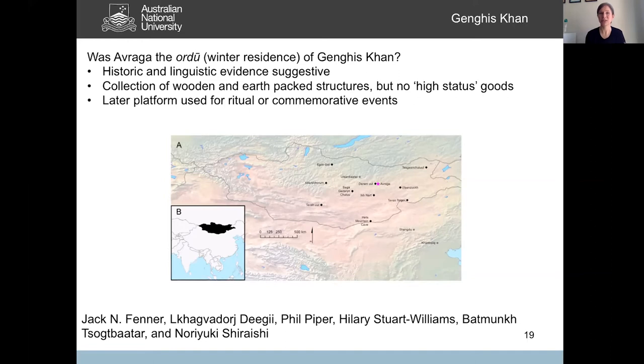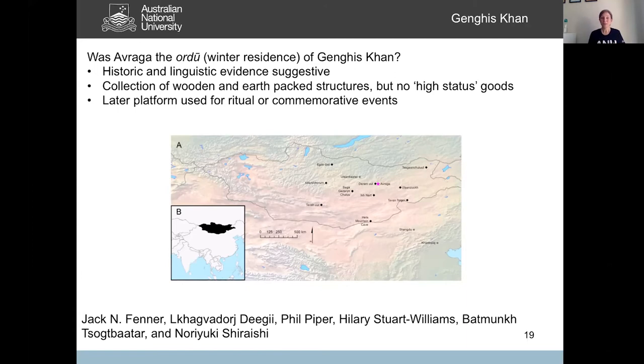But it's quite an interesting site. It consists of the remains of wooden and earth-packed structures. Now this is quite unusual. You've probably seen pictures of yurts, the traditional nomadic tents. They're very substantial tents, but they are the tents of the nomads in Mongolia. So it's quite unusual in the archaeological record to come across wooden buildings. But there were no high status goods. So there was none of the beautiful gold jewelry that you might associate with what Genghis Khan probably had in his pockets or on his clothes.